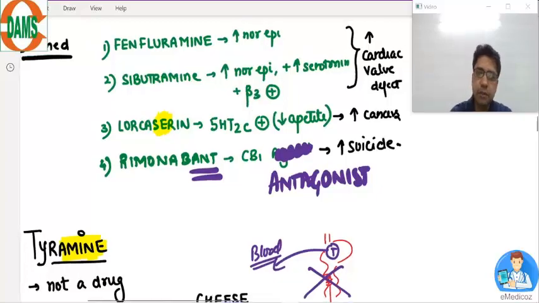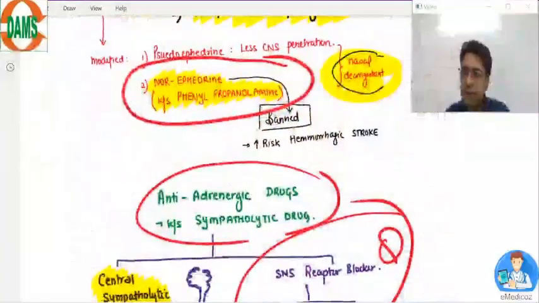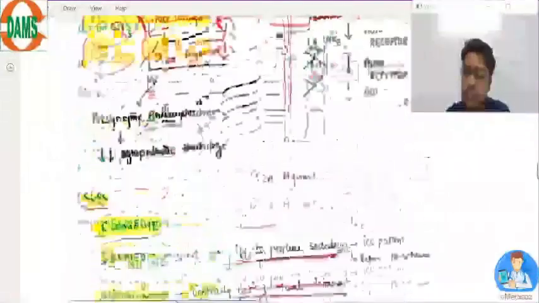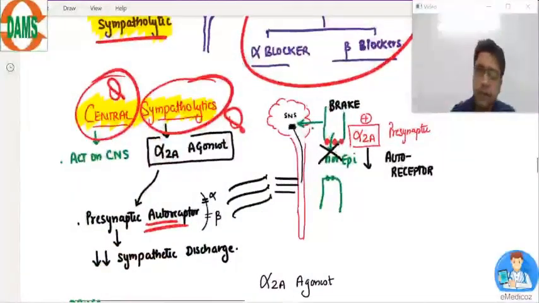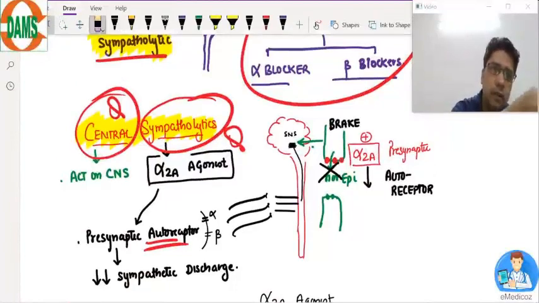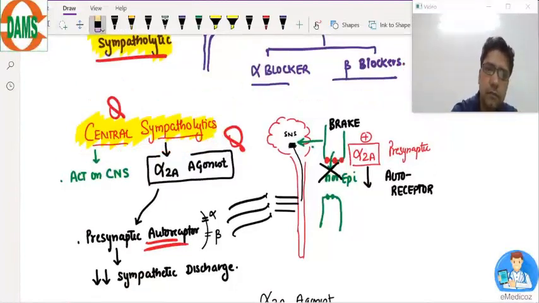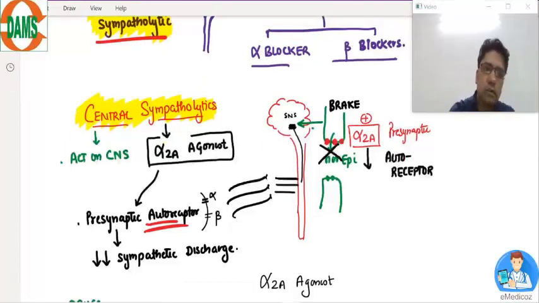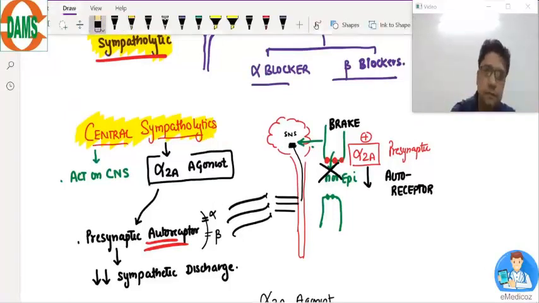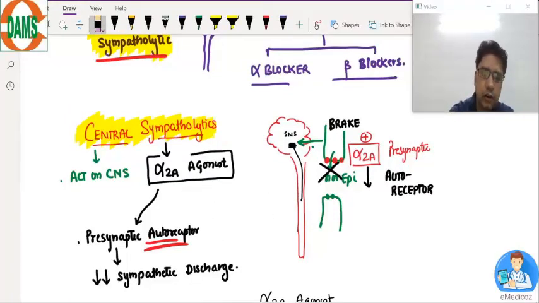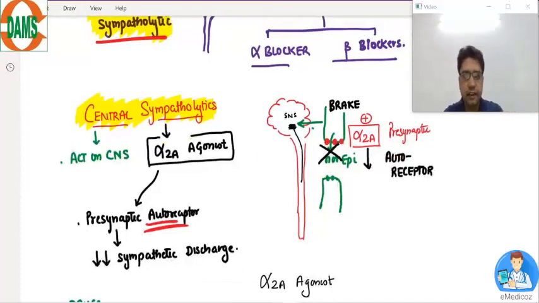Central sympatholytics will reduce sympathetic discharge from neurons. And which receptor is present on the presynaptic neuron? Alpha 2A receptor, if you remember. You remember alpha 2A receptor? So this is a very simple thing. I hope it's simple now for you to understand with the help of this diagram. Central sympatholytic, see this diagram.